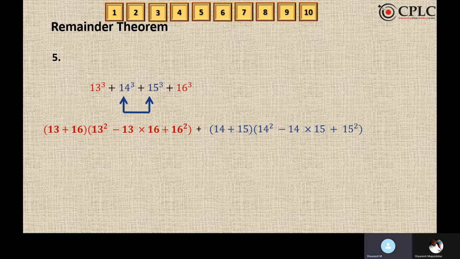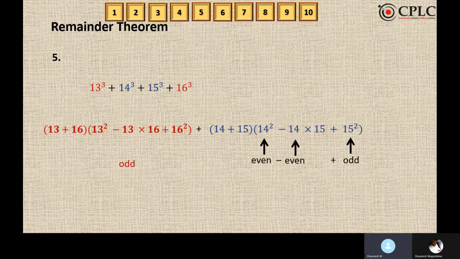Now after this, what you can do is take 29 common and don't find out any of the values by doing the calculation, but find out the nature of the values. So for example, 13 square is 169, which is odd. 13 into 16 will be an even number. 16 square is 256, which is even again. 14 square is 196, even again. 14 into 15, even. 15 square is 225, sorry, it will be odd.